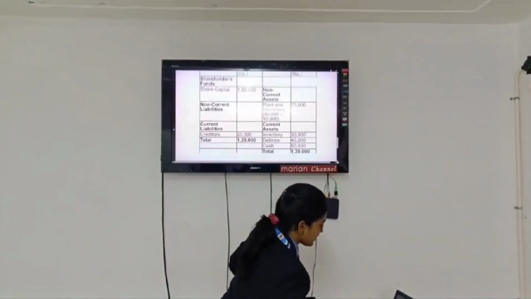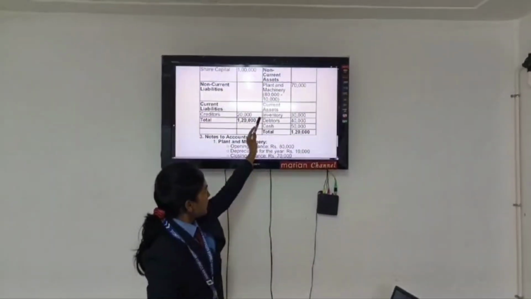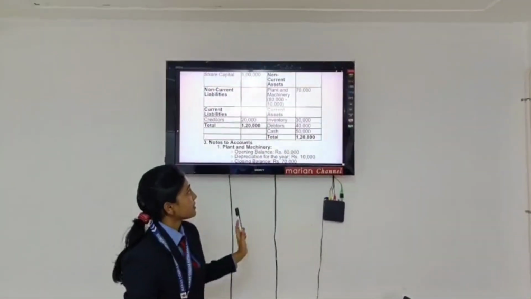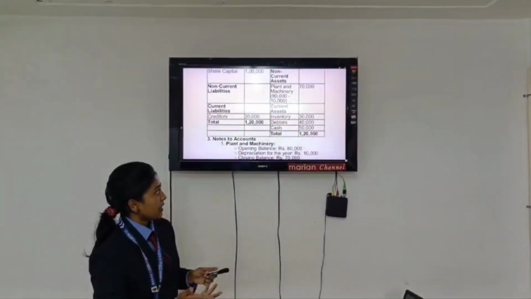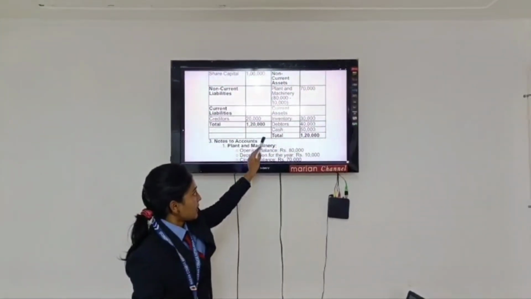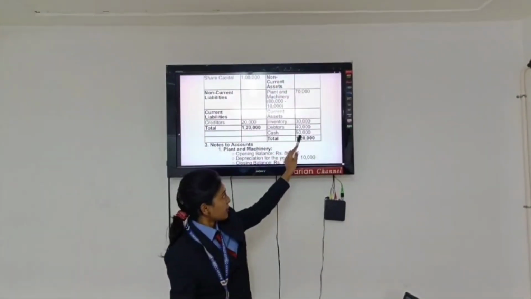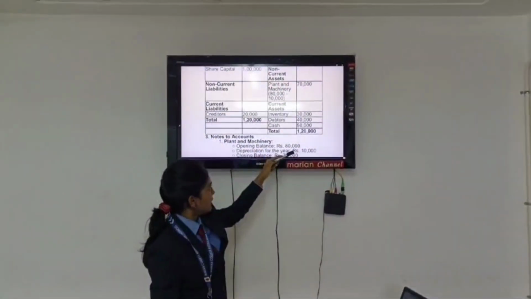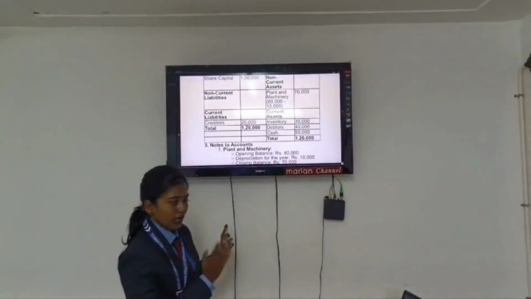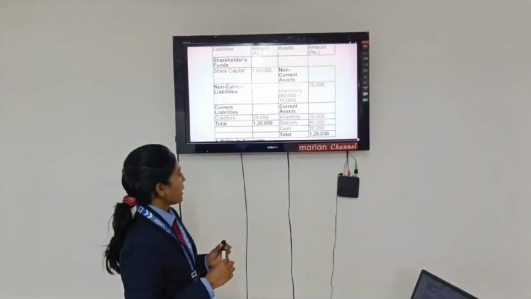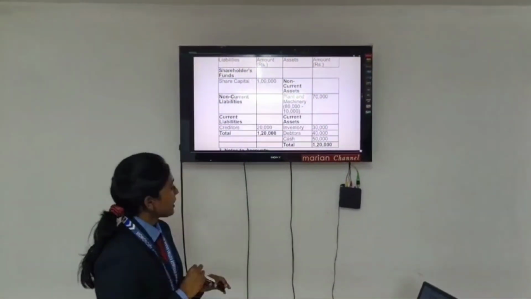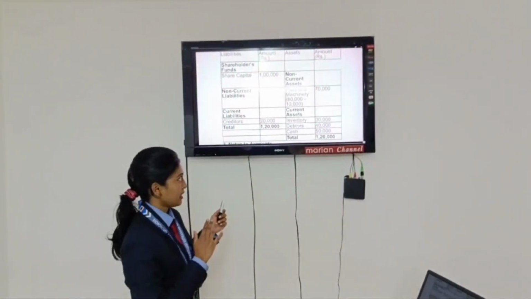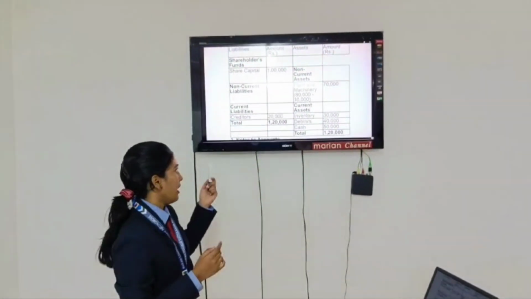Next is our current assets. Inventory, known as closing stock, costs 30,000, and sundry debtors are 40,000. Then our cash in hand is only 50,000. So after the calculation, we get 1,20,000 as the total of the balance sheet. A point to remember: we didn't add our net profit in this balance sheet because it's a negative figure, so we didn't add it to this.